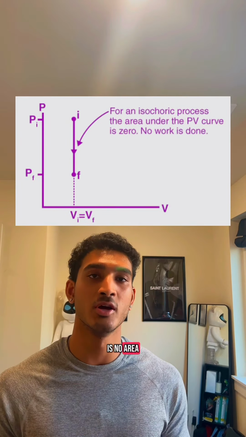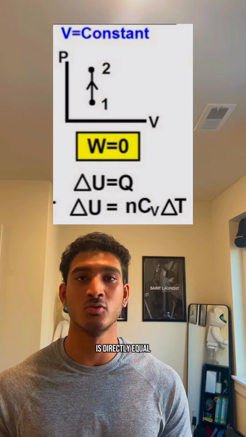Our third process is isochoric, also known as isometric, also known as isovolumetric. This is represented by a vertical line, meaning that there is no area and work is equal to 0. Therefore, the change in internal energy is directly equal to the heat.